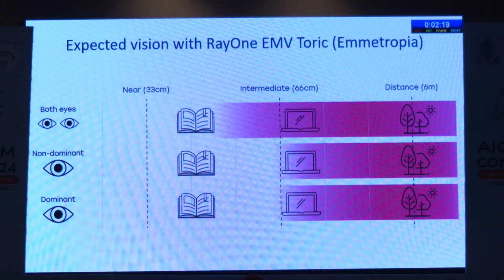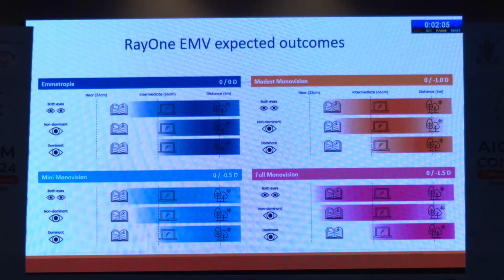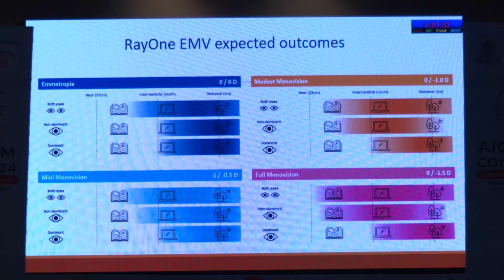This is the emmetropic picture. When you do a dominant and non-dominant eye, you get an intermediate beyond 60 centimeters for both eyes, but when it is binocular vision, you get slightly better than that. With this, when you do a micro monovision type of thing, it's a mini monovision when you are having a minus 0.5 diopter in the other eye. Modest is minus 1, and full monovision is minus 1.5.